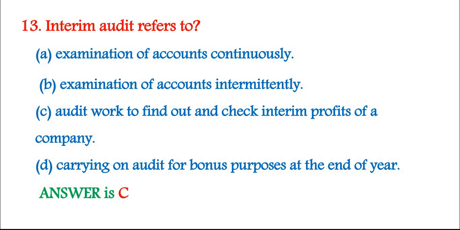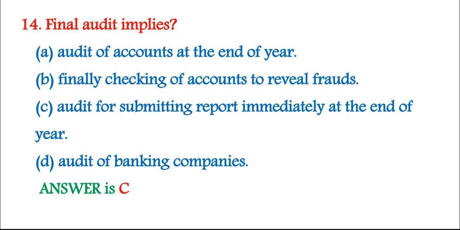13. Interim audit refers to A. Examination of accounts continuously. B. Examination of accounts intermittently. C. Audit work to find out and check interim profits of a company. D. Carrying on audit for bonus purposes at the end of year. Answer is C. 14. Final audit implies A. Audit of accounts at the end of year. B. Finally checking of accounts to reveal frauds. C. Audit for submitting report immediately at the end of year. D. Audit of banking companies. Answer is C.